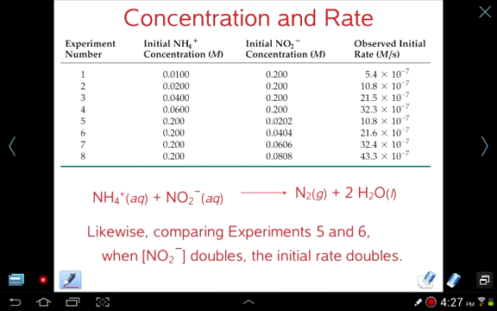Now if we do the same thing and analyze a change in NO2, take a look at experiments 5 and 6. Notice by the way that NH4 in this case is held constant because we don't want NH4 to affect the rate as we're just studying this portion, and NO2 again doubles. We go from about 0.02 to about 0.04. In that same interval, you could see that the rate again doubles, times 2. So by studying how the change in concentration affects the rate, we can determine what kind of relationship that reactant has to the overall rate of the reaction.